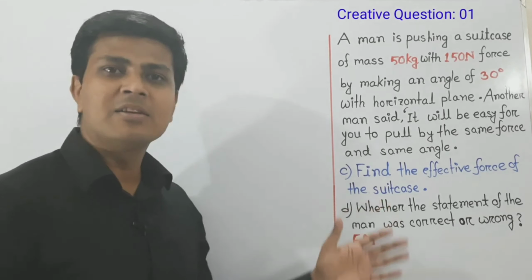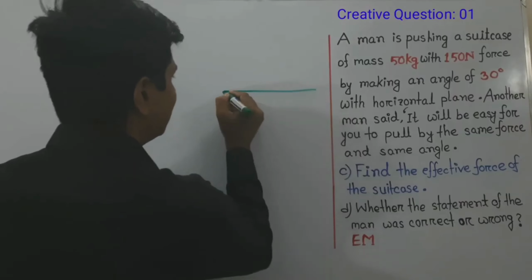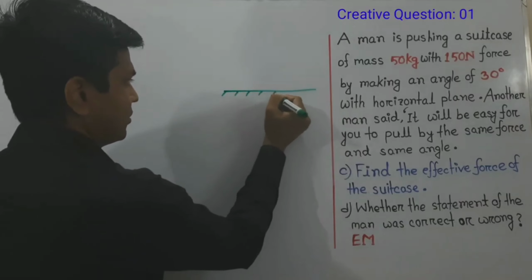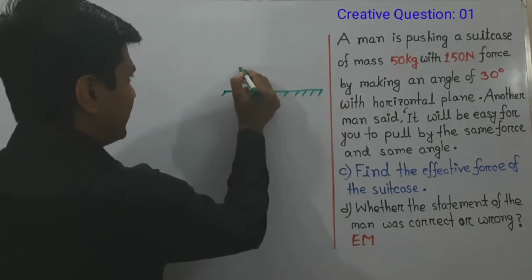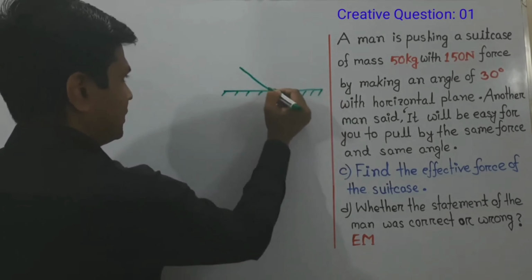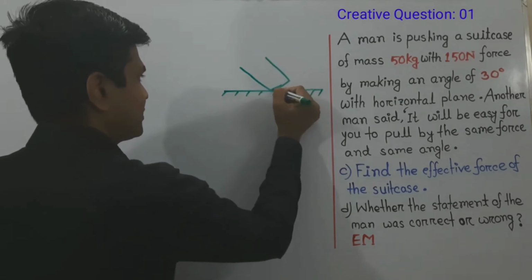This is like the lawn roller problem that we have already discussed. This is the ground, and that is a suitcase.